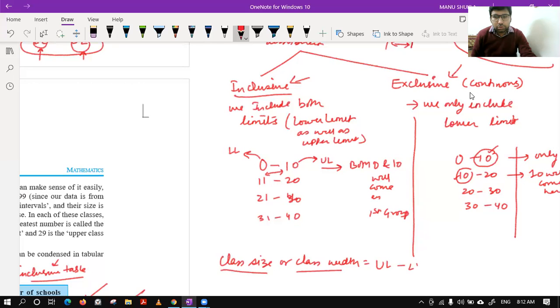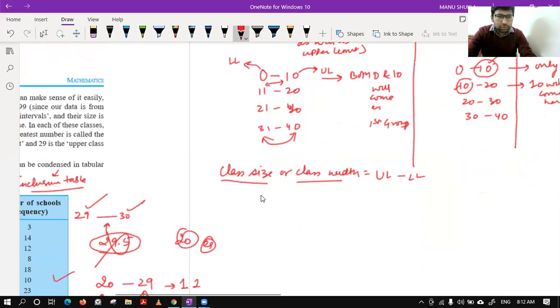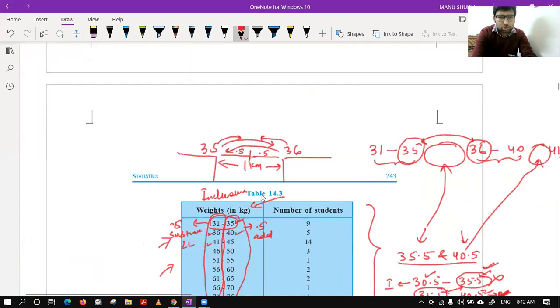Good. So in this case, you can see 40 minus 31. If you do, you will get 9. So this is the class width in this case. Okay, this all is done. Let us discuss some questions.